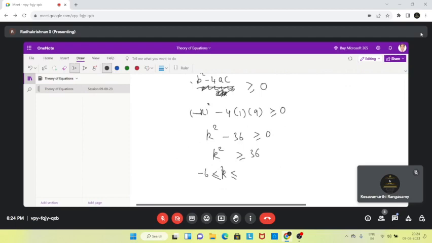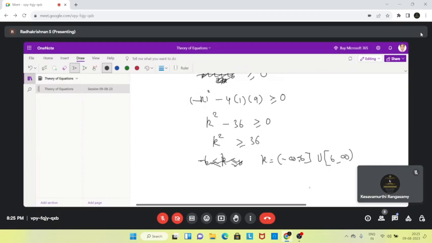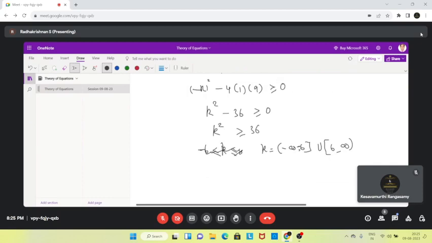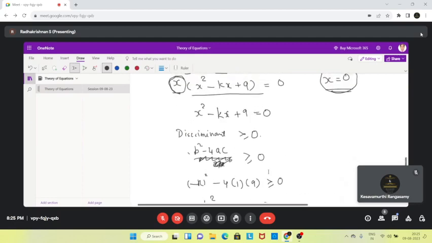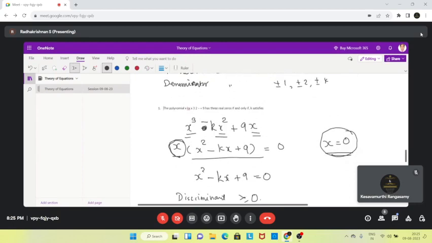Sorry, greater, right? Okay, so either minus infinity to minus 6 or 6 to infinity. So this can also be written to match the given options. What are the options given?